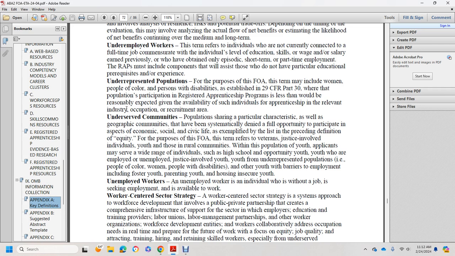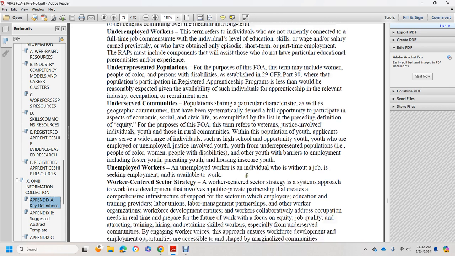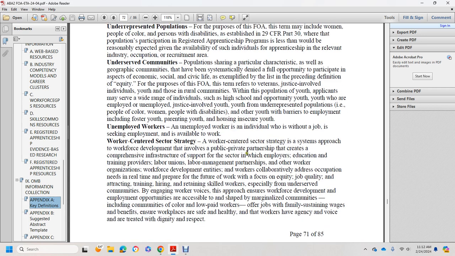The application may serve a wide range of individuals, such as high school youth, opportunity youth, youth who are employed or unemployed, justice-involved youth, youth from underrepresented populations, people of color, women, and people with a disability, and other youth with barriers to employment, including foster youth, parenting youth, and youth experiencing housing instability.